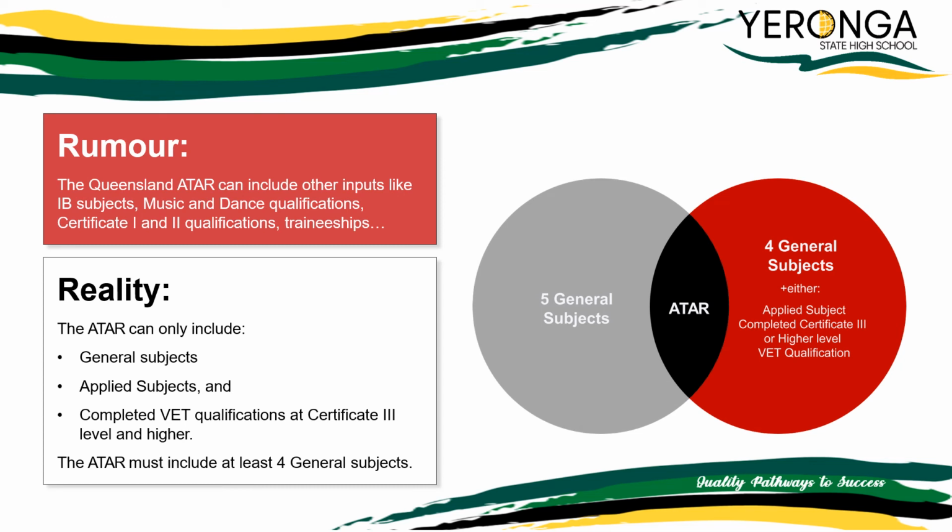A rumour: the Queensland ATAR can include other inputs like IB subjects, music and dance qualifications, Certificate 1 and 2 qualifications and traineeships. The reality is that ATARs can only include general subjects, applied subjects and completed VET qualifications at Certificate 3 level and higher, and an ATAR must include 4 general subjects and then 1 applied or 1 Certificate 3 and higher.